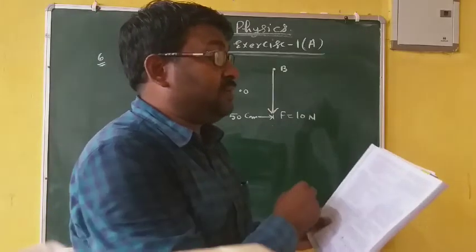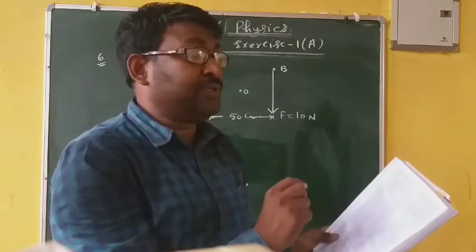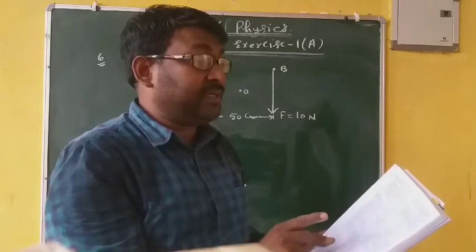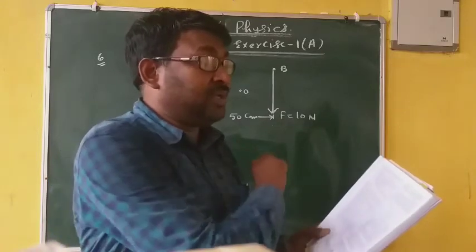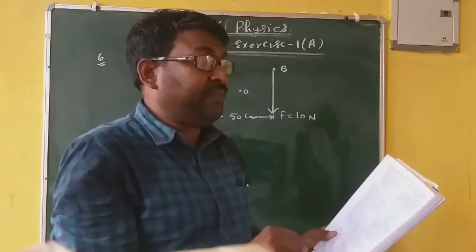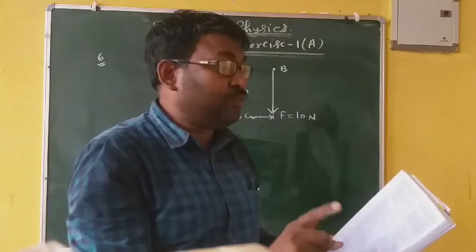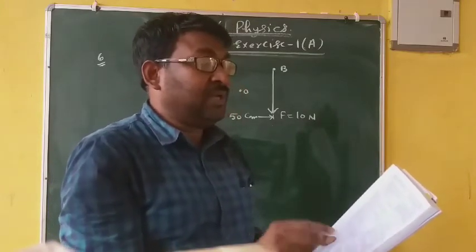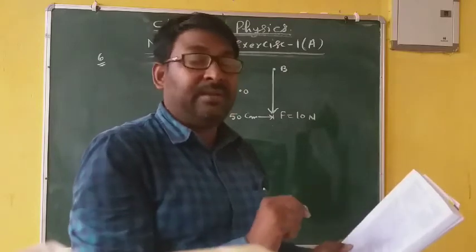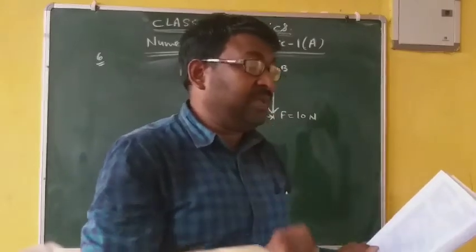The figure shows two forces, each of magnitude 10 Newton, acting at the points A and B, shown in the diagram, at a separation of 50 centimeter in opposite directions. Calculate the resultant moment of the two forces about the point A, thereafter about the point B.